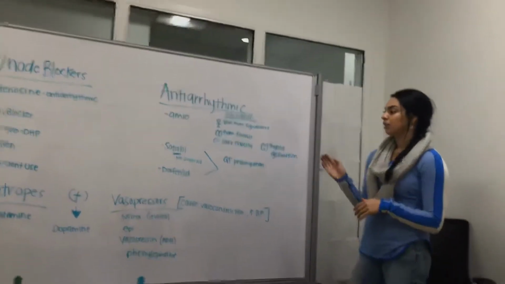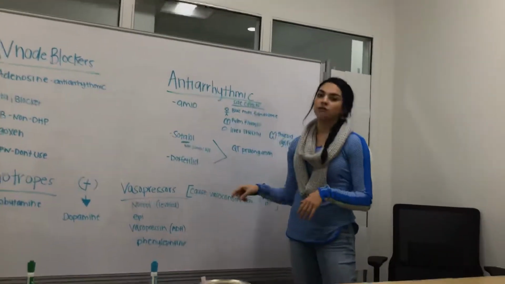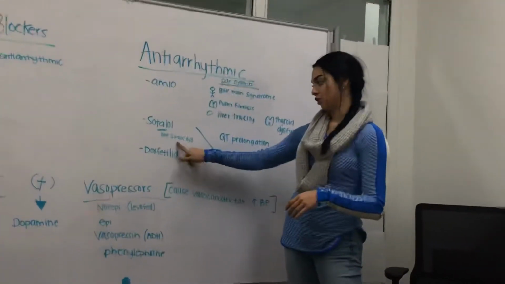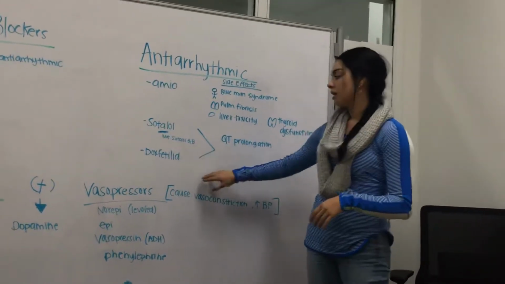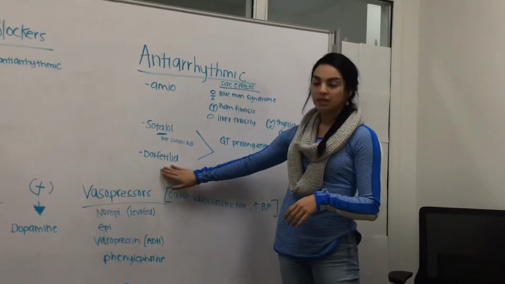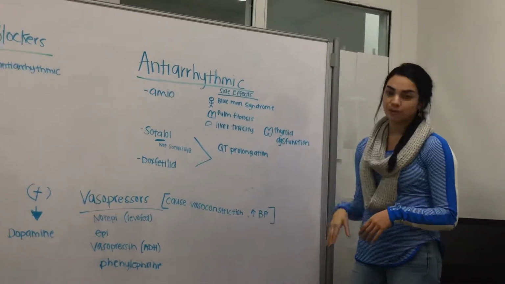The next one on our list is sotalol, and we really underline that A because you also have metoprolol with an O for your beta-1 blockers, so you really want to distinguish those small things. And then we have dofetilide, and with these two, they both lead to QT prolongation.